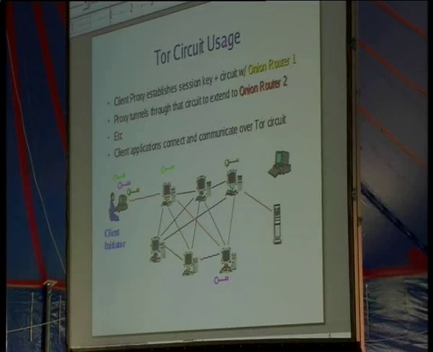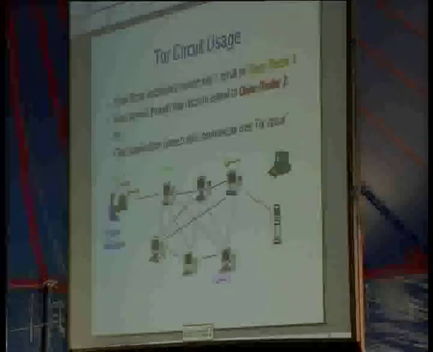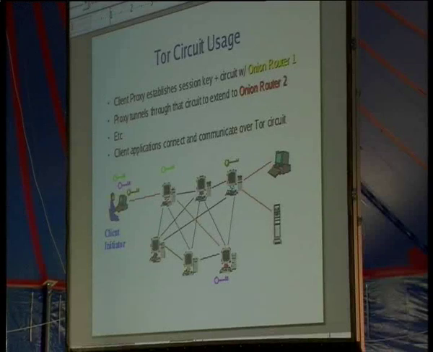Bob. The first guy, of course, knows that Alice is using Tor, and the last guy, of course, knows that somebody is going to CNN. But no single server up there can track everything that's going on. And we can put multiple TCP streams through a given circuit.